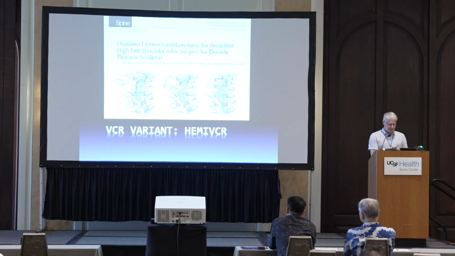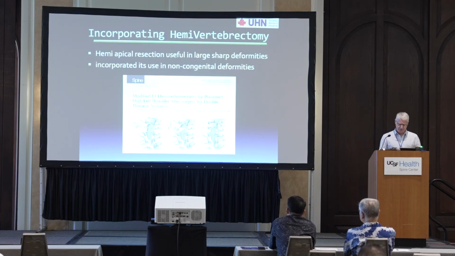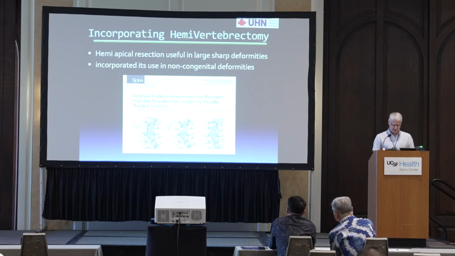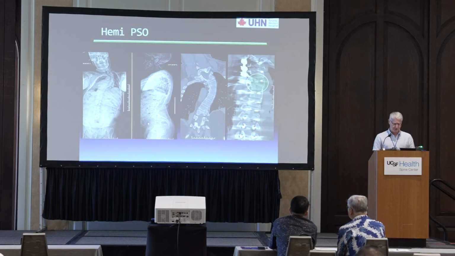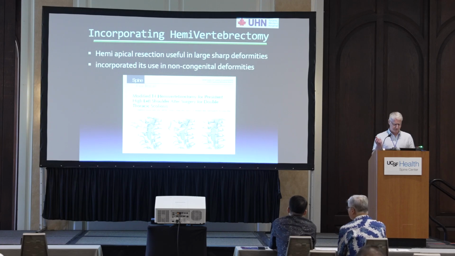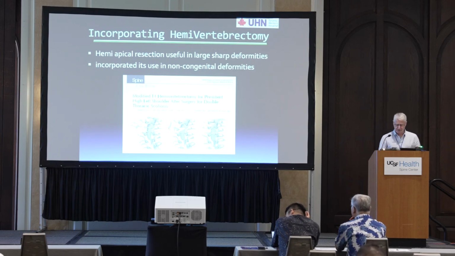So we've taken this hemi-VCR, or these hemivertebrectomies, and I've actually been using it on my complex procedures in adults, and so very high-end deformities. We published this case report over 10 years ago, where we did it for this girl that we kind of misjudged her proximal thoracic curve on a Lenke 2. She ended up with a high shoulder. We ended up doing this hemivert resection at T4 and correcting her, and it came out very nice.